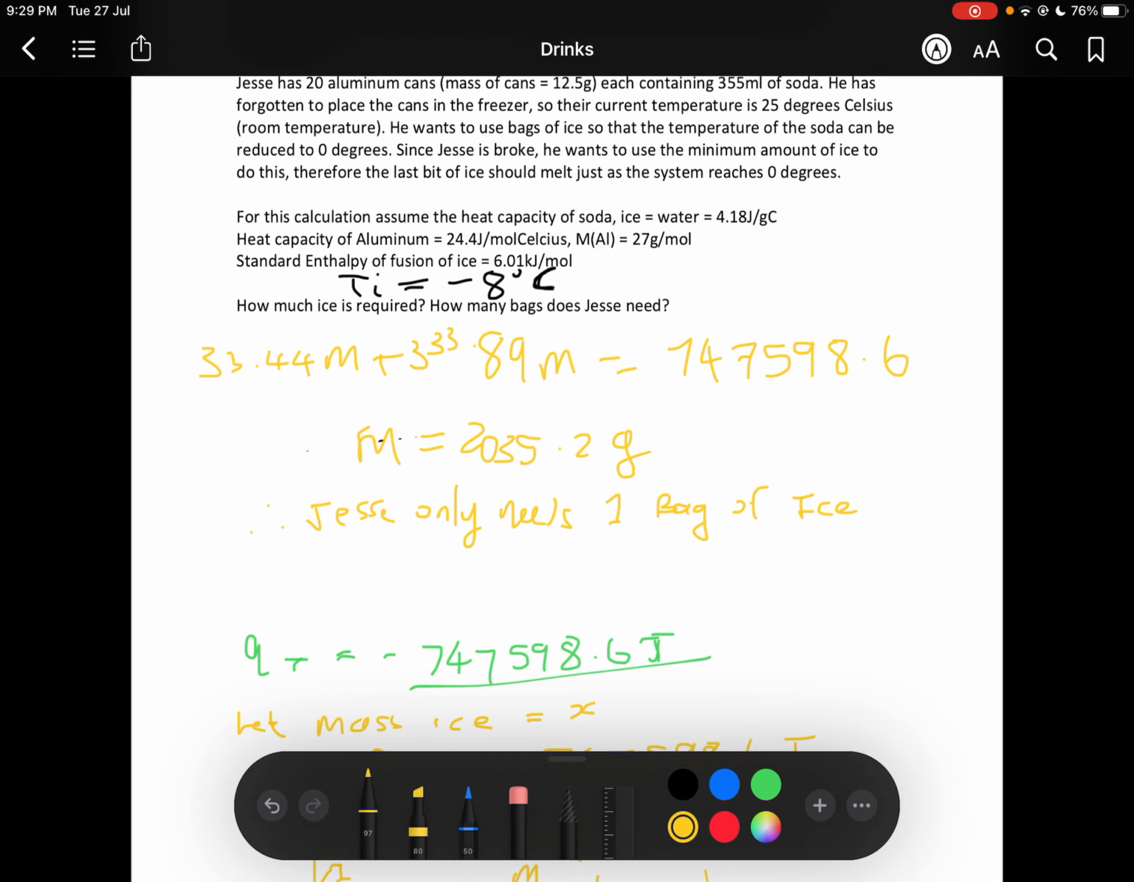Alright, and that's it for this question. So we found out the mass of ice that's required in order to lower the temperature of the system to 0 degrees. And that will be our answer. So Jesse actually only needs 1 bag of ice.